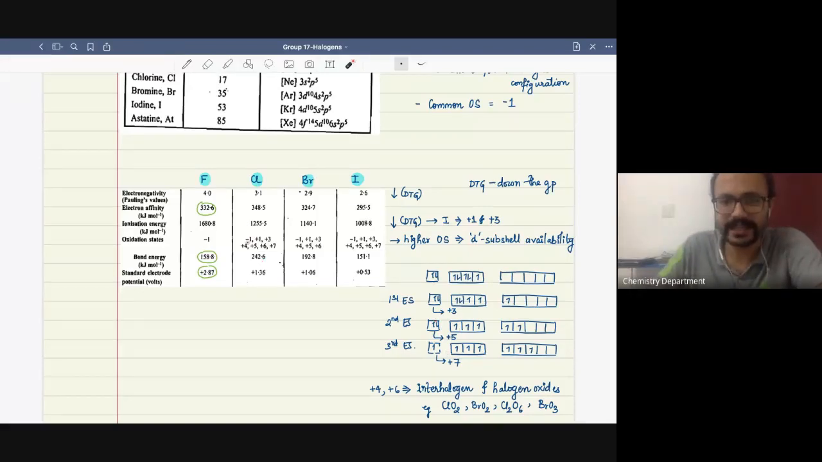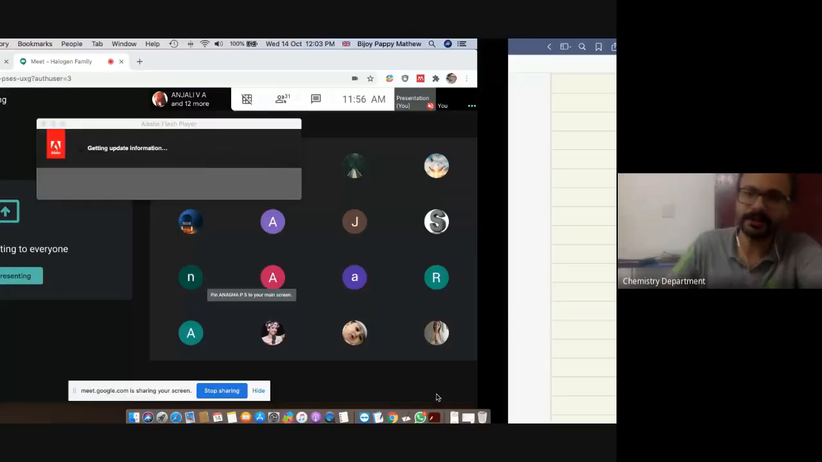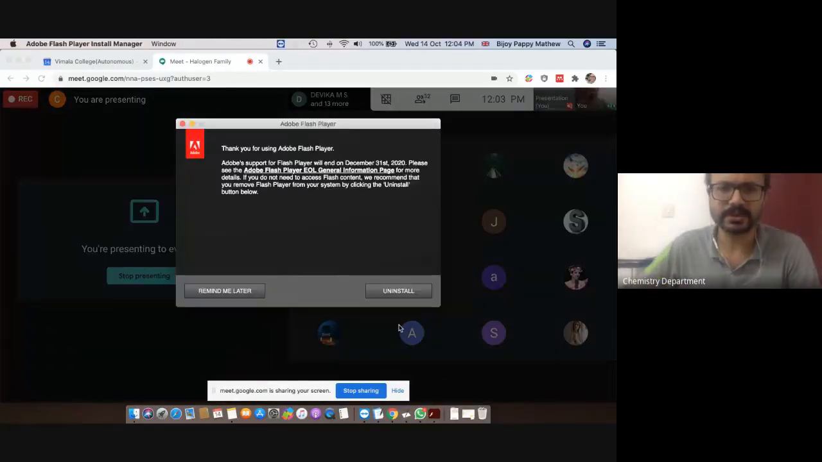Apart from that, you will see certain oxidation states such as +4 and +6 in all these elements. These +4 and +6 oxidation states you usually find in interhalogen compounds or halogen oxides. Now, interhalogen compounds we will be discussing shortly, and just from the name itself, you might have understood what compound we are talking about. It is a compound that is formed between two different halogen atoms. That's why it's called interhalogen compounds.